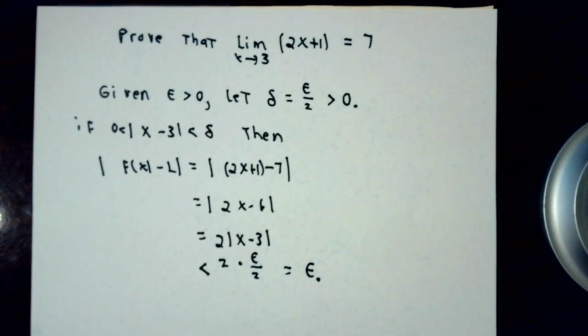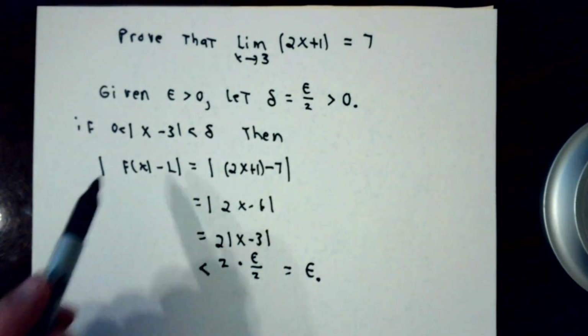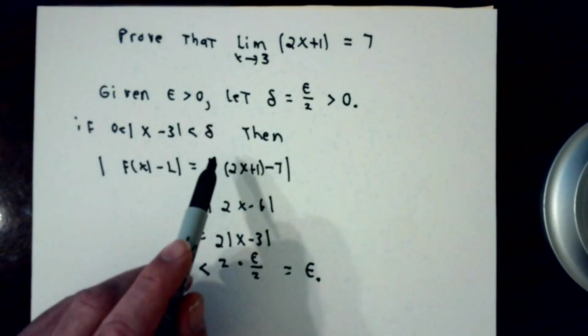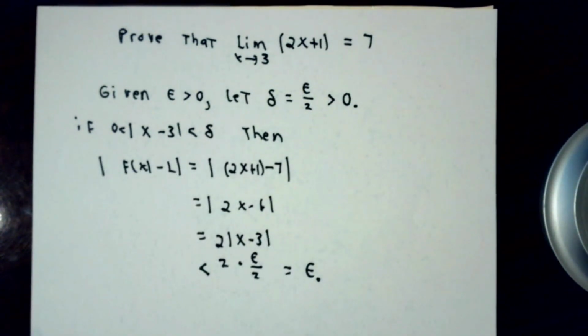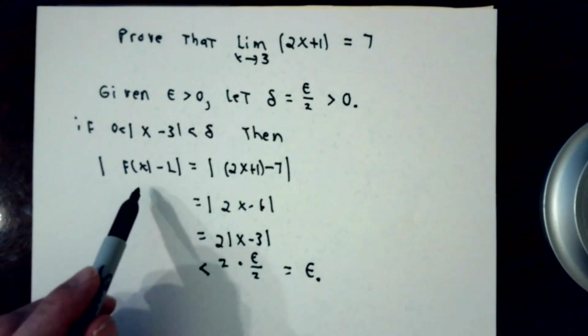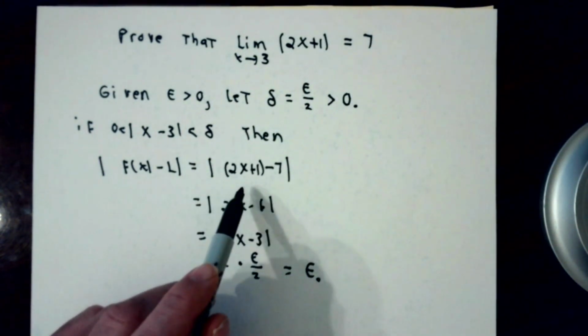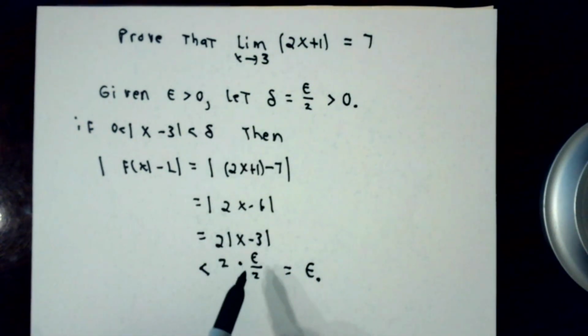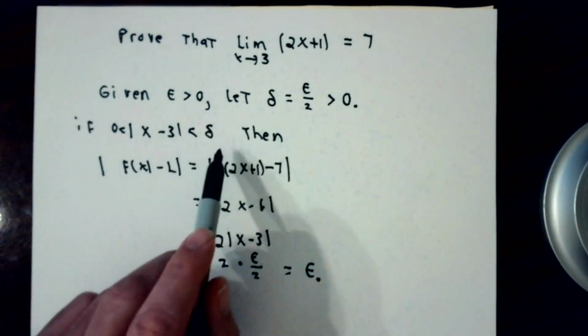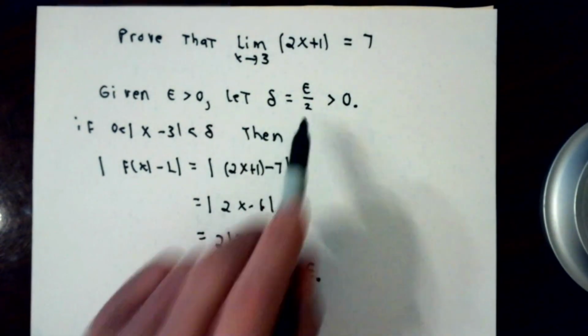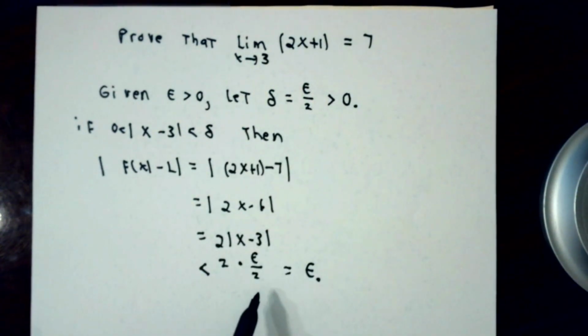Given epsilon bigger than 0, let delta equal epsilon over 2, which is also positive. Suppose that the distance between x and 3 is less than delta, but positive. We will use this part in our calculation. The absolute value of f of x minus L equals that, which is equal to that, which is equal to 2 times the absolute value of x minus 3, and the absolute value of x minus 3 is less than delta, where delta is epsilon over 2.